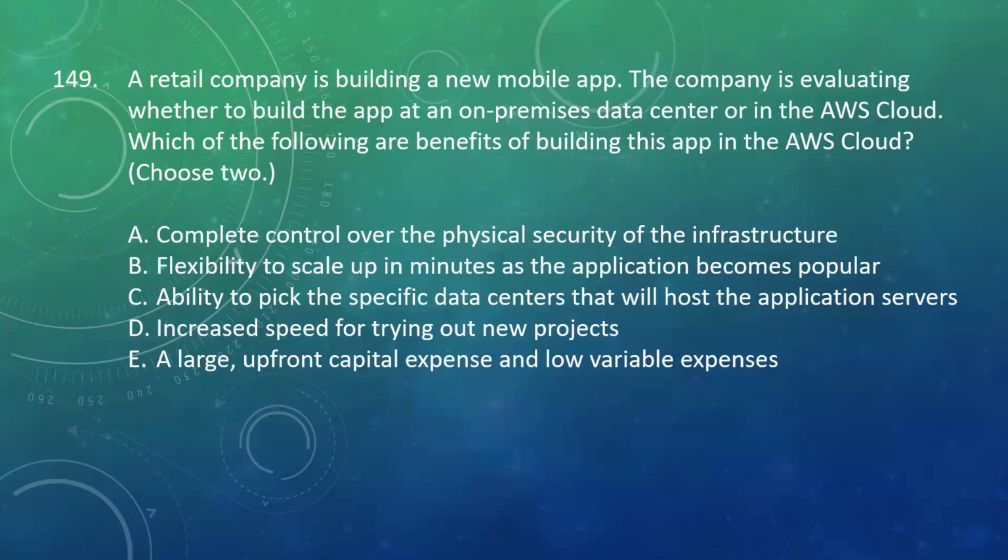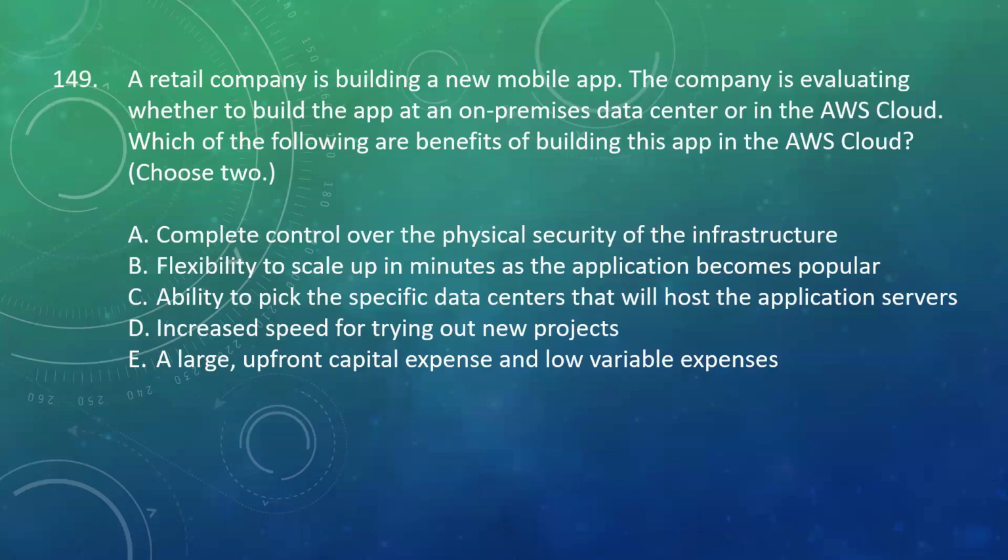Let's look at option C. Ability to pick the specific data center that will host the application servers. It doesn't seem to be the right option because you don't have the ability to choose the specific data centers. You have the ability to choose the availability zone or the region, but you don't have an option to choose a specific data center.